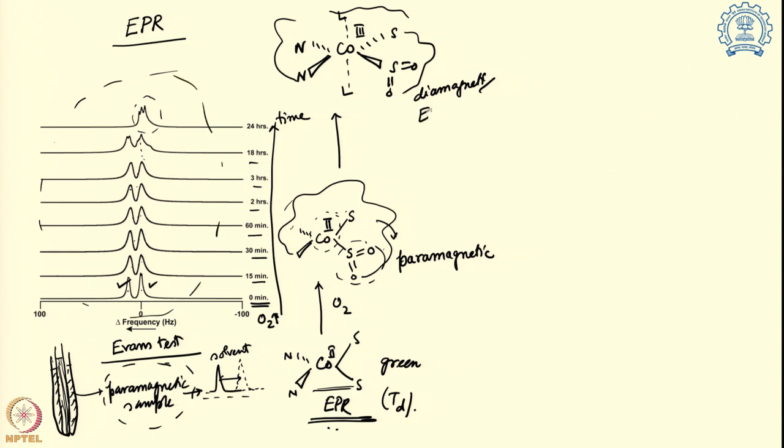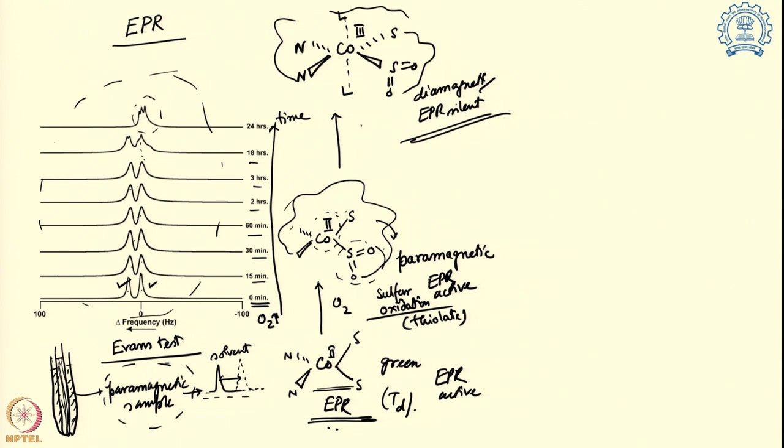So, they become EPR silent. So, this is EPR active, this is also EPR active, but this is an EPR silent system. And with that coming into the picture, we say that over here the first oxidation is on the sulfur. That means the thiolate, the side chain, is getting oxidized, and in the next step the cobalt 2 is getting oxidized and becomes cobalt 3.